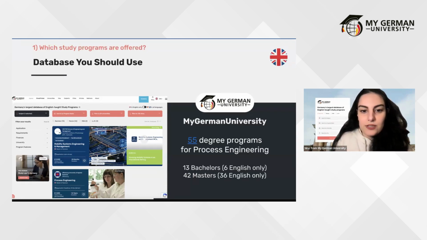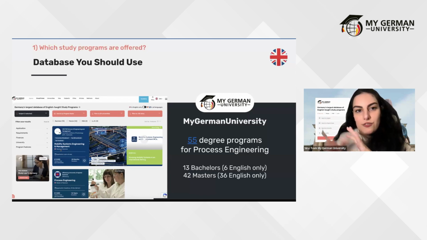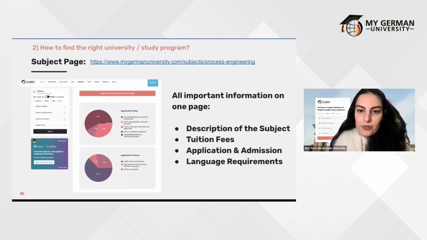Many programs have these bigger tiles, which means that you can find not only the application documents, but the whole application process, how it's done. Maybe a video is there, testimonials, career options. So when you click on one of the programs, you will see lots of information. And this way you can also find the most suitable program.